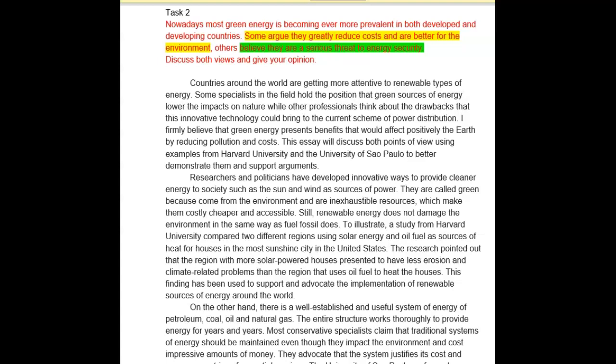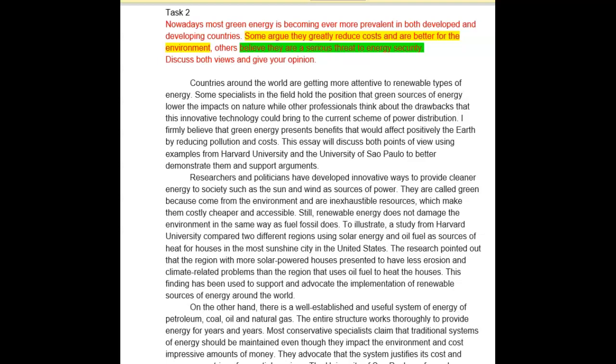Countries around the world are getting more attentive to renewable types of energy. Some specialists in the field hold the position that green sources of energy lower the impacts on nature, while other professionals think about the drawbacks that this innovative technology could bring to the current scheme of power distribution. I believe that green energy presents benefits that would affect positively the Earth by reducing pollution and costs. This essay will discuss both points of view using examples from Harvard University and the University of Sao Paulo to better demonstrate them and support arguments.